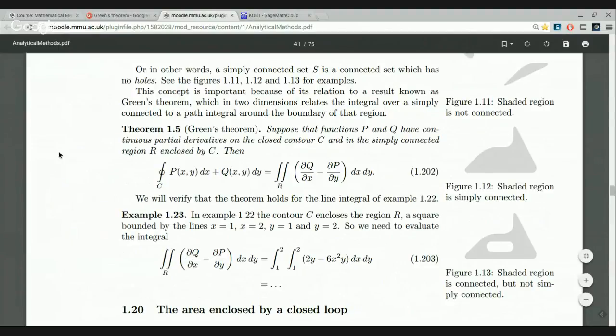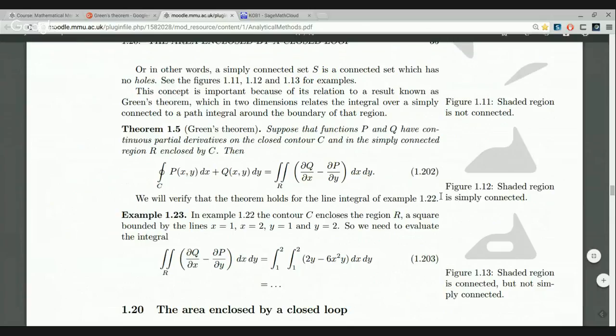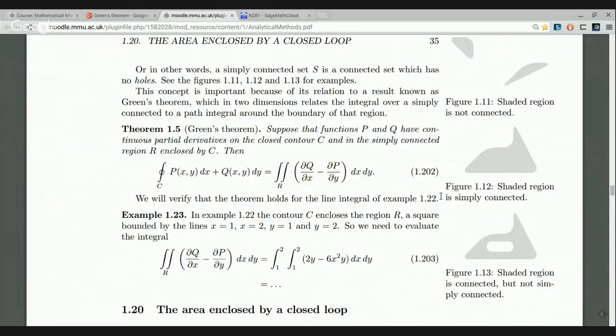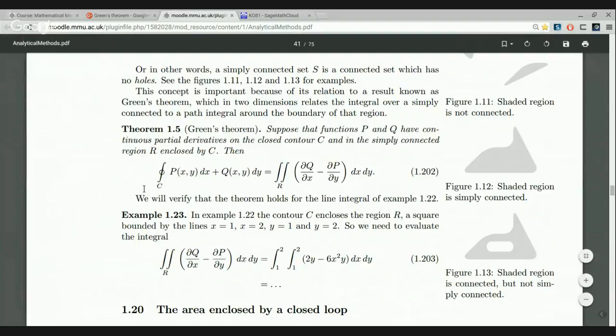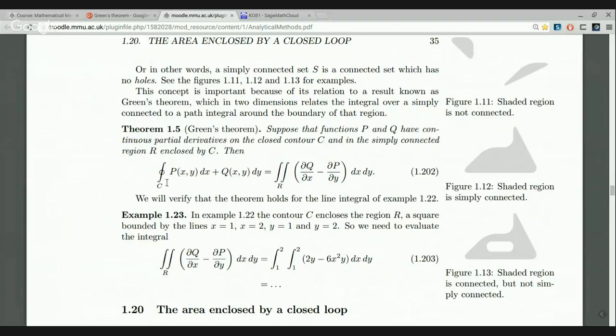Green's theorem is this equation here. It's relating two types of integrals. The integral on the left is an integral over a curve C, and we know C is a closed curve, which we can tell by the addition of that circle to the integration symbol. That circle in the middle of the integration sign simply signifies that the curve you're integrating over is a closed curve, a curve whose start point and end point are the same point.